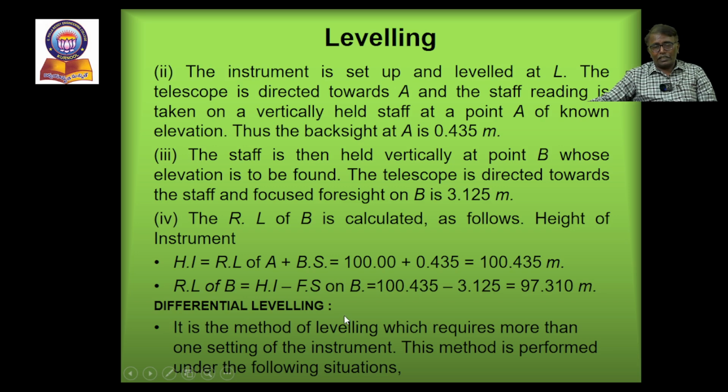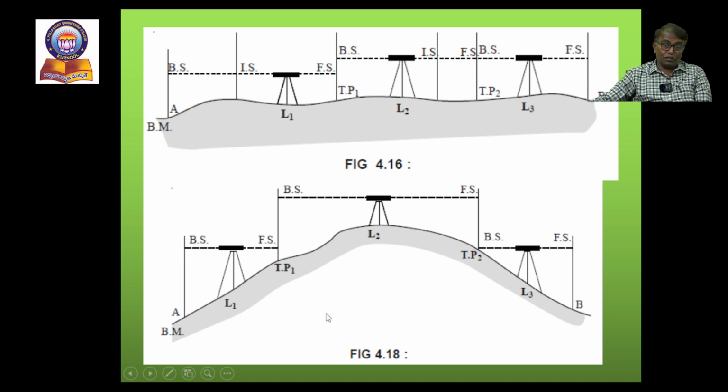Differential leveling. The second variety of leveling is called differential leveling. This method of leveling requires more than one setting of the instrument, and is performed under the following situations. Let us see what those situations are. When stations A and B are far away, that means from a single instrument station we cannot find out the elevation difference between the two points, or when some intervening ground is there.